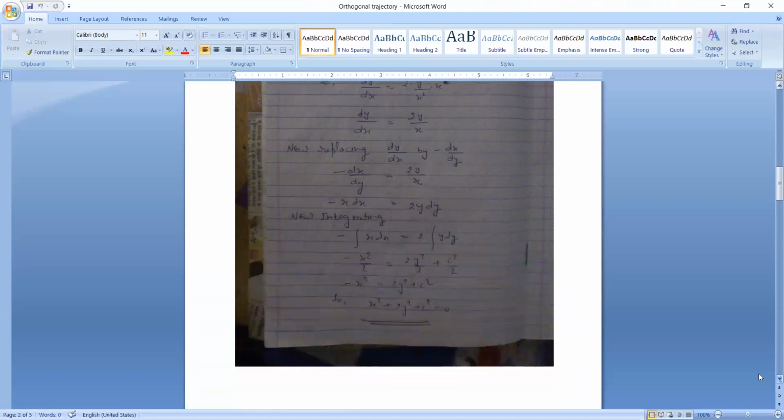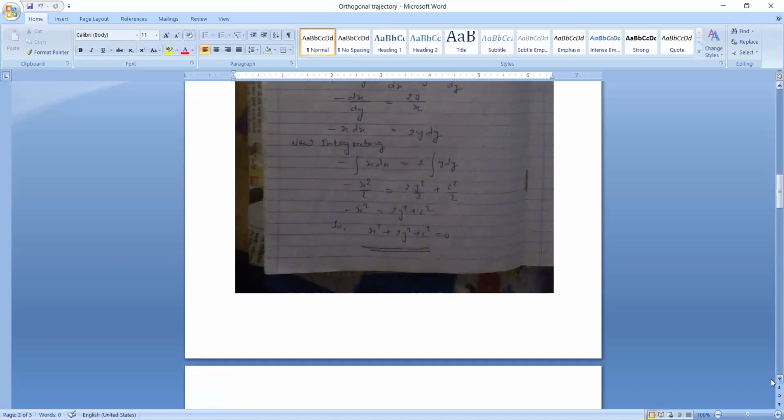Now replacing dy/dx by minus dx/dy, this is minus dx/dy = 2y/x. Now the variables are separable. Then integrate. So we find x² + 2y² + c² = 0. This is the required equation of the orthogonal trajectory.